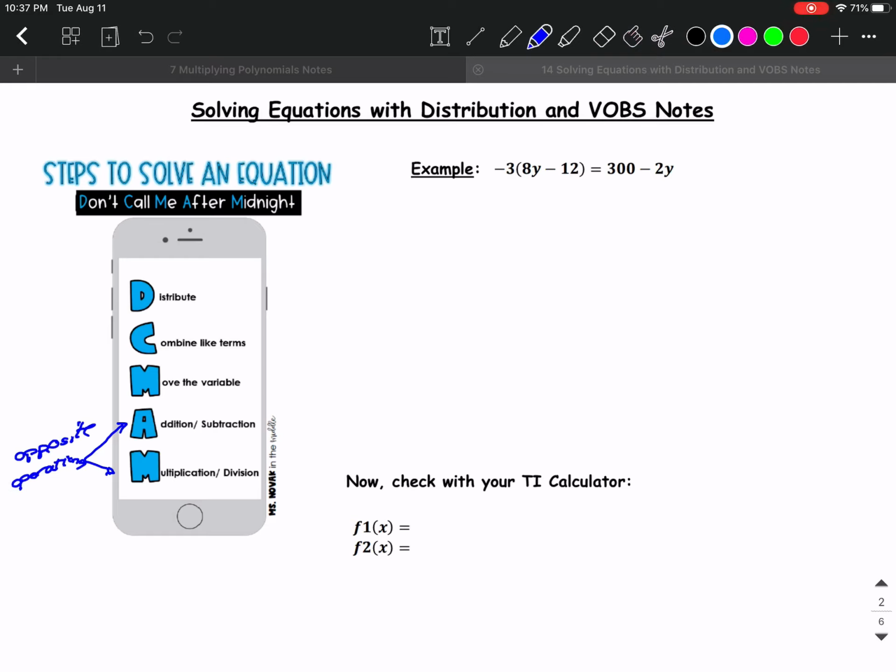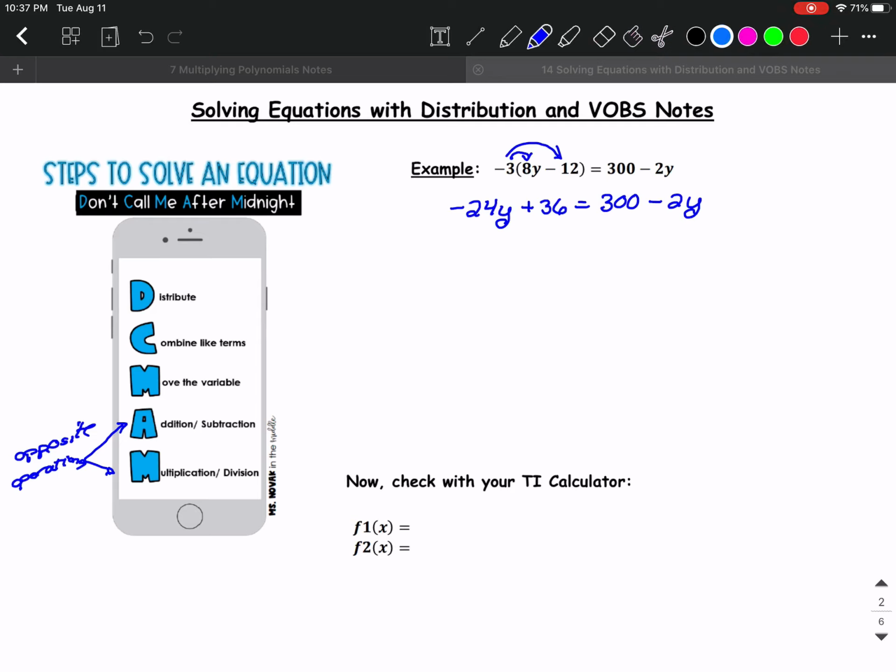Now, here we go. We have negative 3 times the quantity 8y minus 12 equals 300 minus 2y. So our first step is to distribute. We're going to take that negative 3 and we're going to distribute. Negative 3 times 8y is negative 24y, and negative 3 times negative 12 is a positive 36. And then we keep the other side, 300 minus 2y.